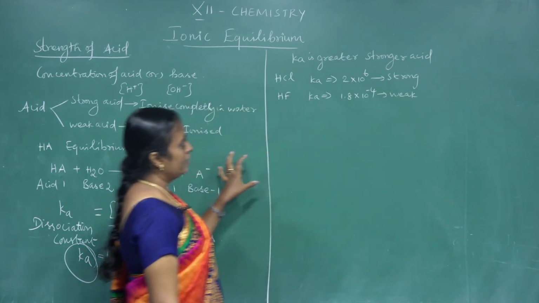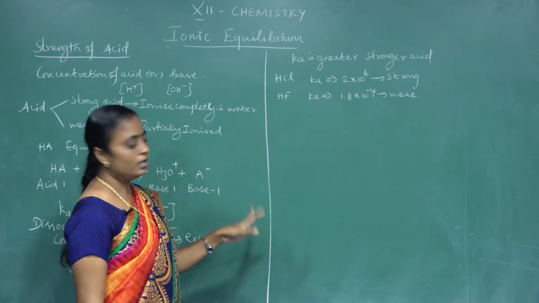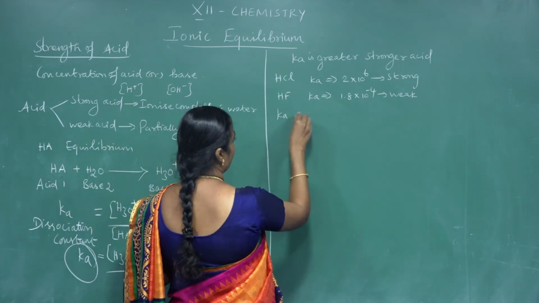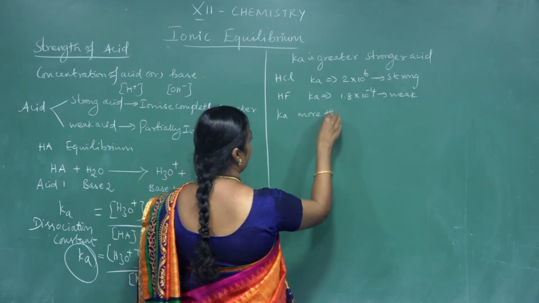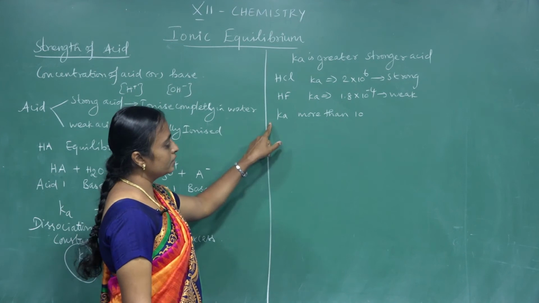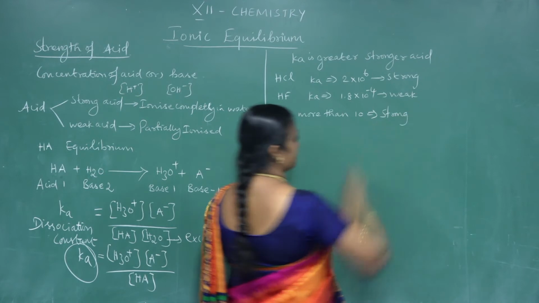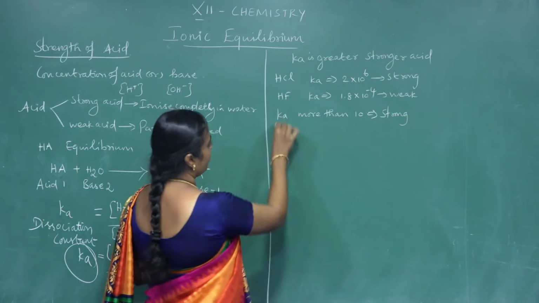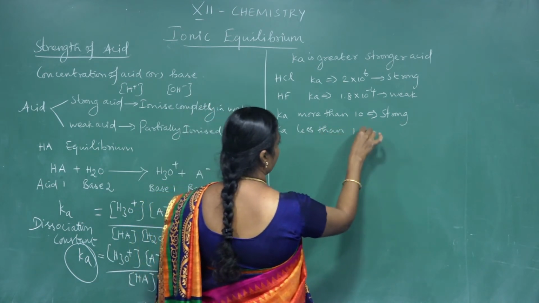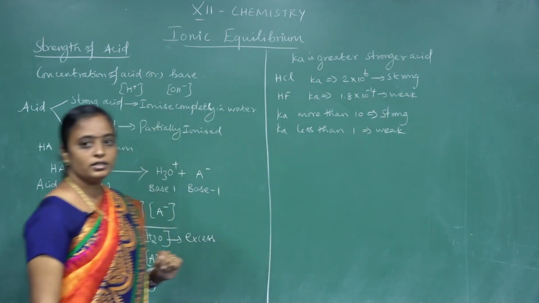So from the value of Ka, we come to know whether the given acid is strong or weak. In general, if the Ka value is more than 10, it comes under the category of strong acid. If the Ka value is less than 1, that will be taken as a weak acid.